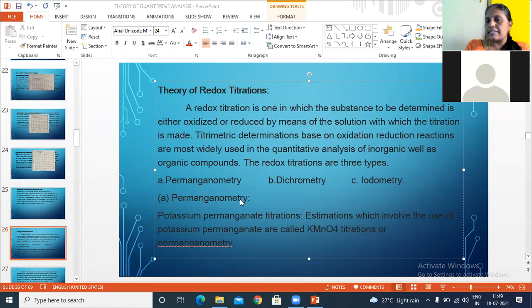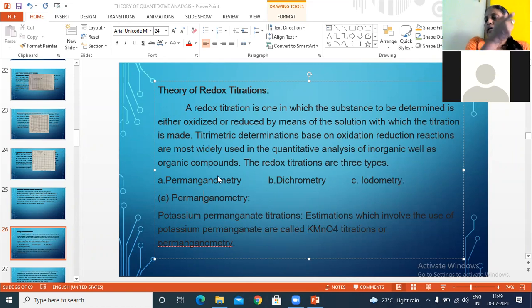The redox titrations are of three types. What are they? Permanganometry, dichrometry, iodometry. So there are three types of redox titrations. Permanganometry is permanganate, potassium permanganate. Generally, if you use it, they are called permanganometric titrations. One substance must be potassium permanganate, KMnO4. Then it is a permanganometry titration.